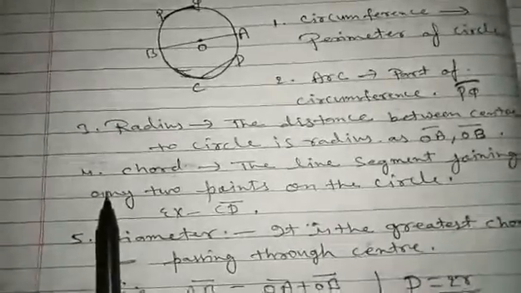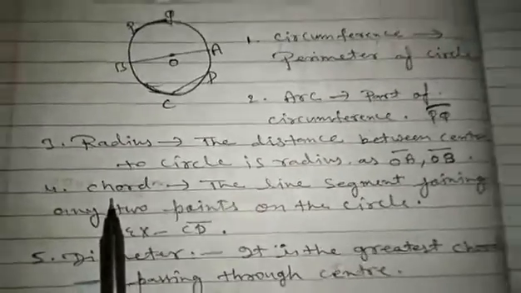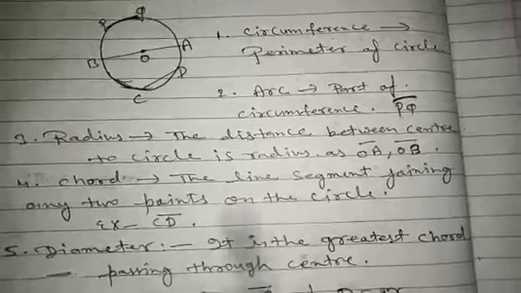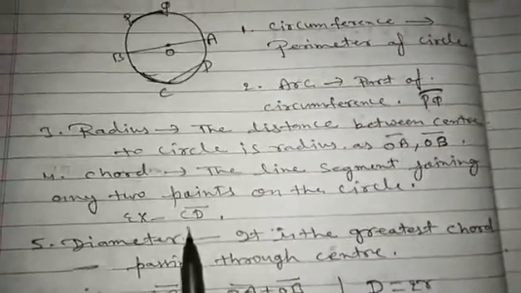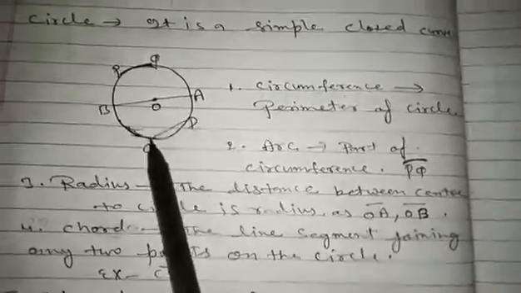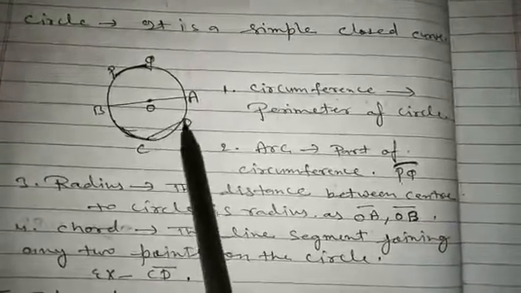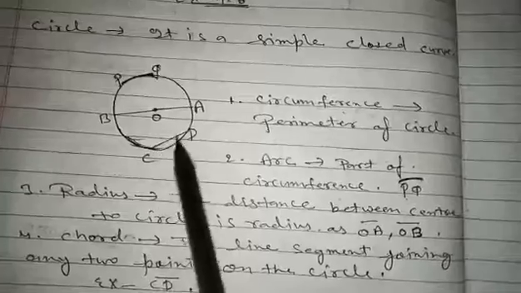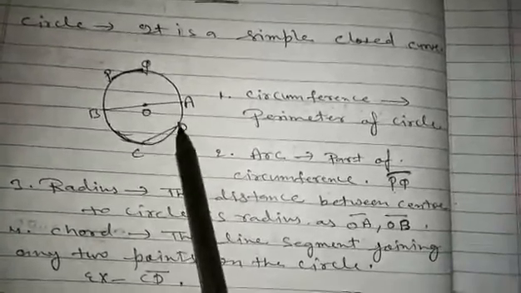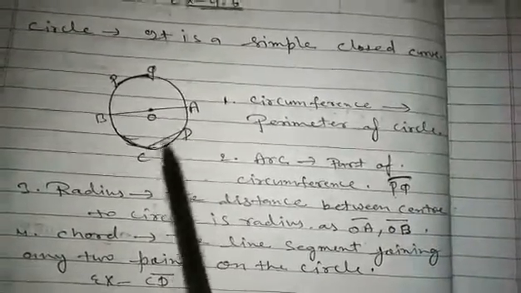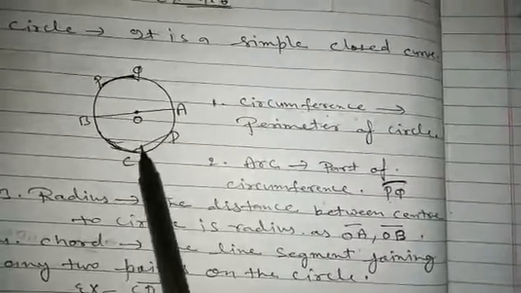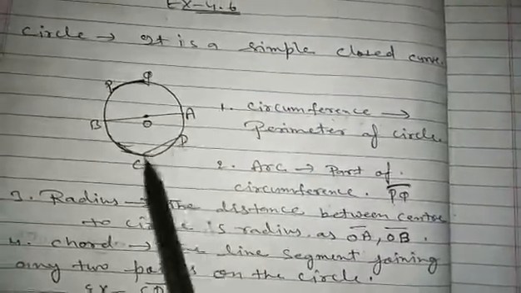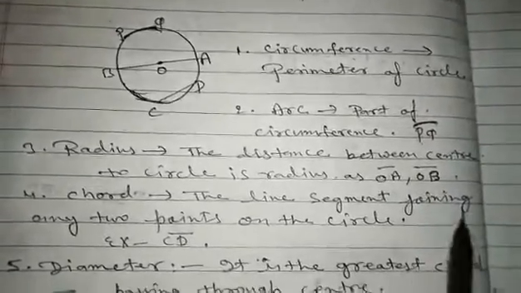Next topic is chord. What is a chord? The line segment joining any 2 points on the circle. Example, CD is a chord. You can see C and D are 2 points. When we join them, they make a chord. So a chord is the line segment joining any 2 points on the circumference or on the circle. Is the chord clear?